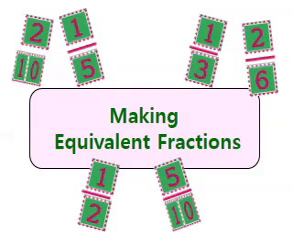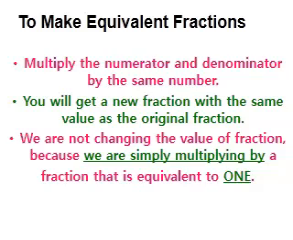Now, how can I make equivalent fractions? If I have a fraction and I need to find its equivalent fraction, what do I do? Actually, there are 2 ways. The first one is by multiplication, and the second one is by division or simplification. Now we're going to start with the first way, which is multiplication. To make an equivalent fraction, we multiply the numerator and the denominator by the same number. Then you will get a new fraction with the same amount as the original fraction.